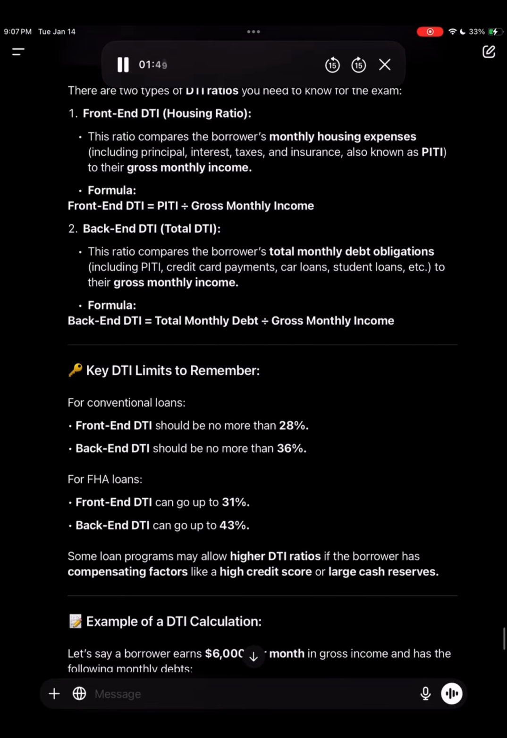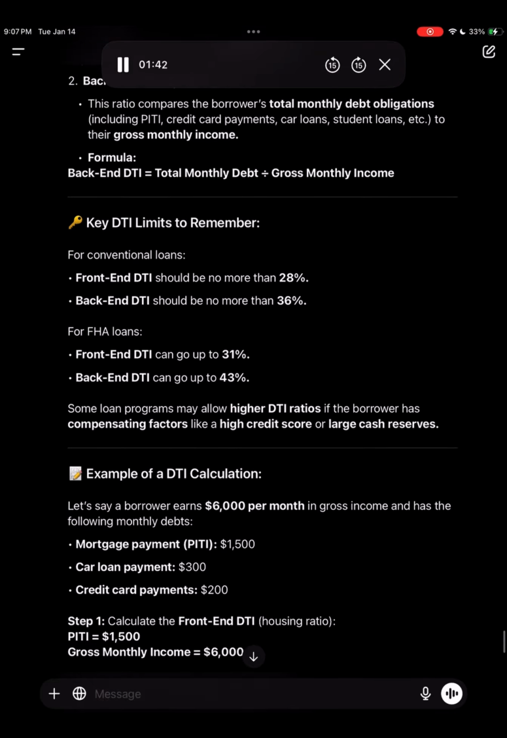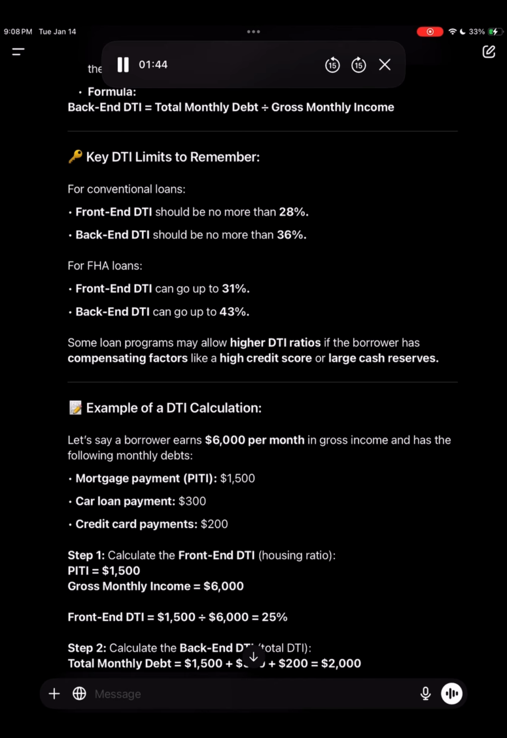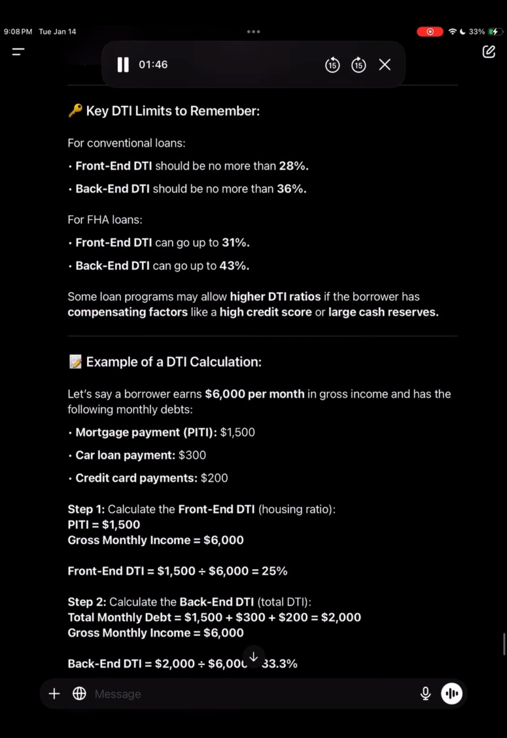Key DTI limits to remember. For conventional loans, front-end DTI should be no more than 28%. Back-end DTI should be no more than 36%. For FHA loans, front-end DTI can go up to 31%. Back-end DTI can go up to 43%. Some loan programs may allow higher DTI ratios if the borrower has compensating factors like a high credit score or large cash reserves.